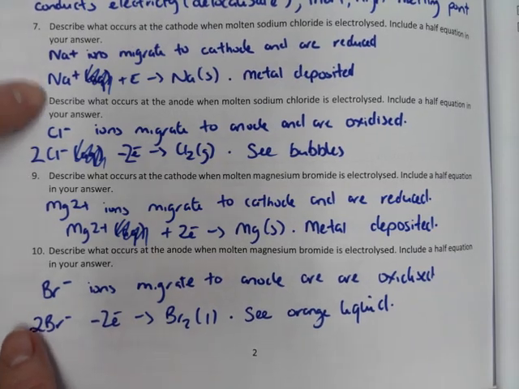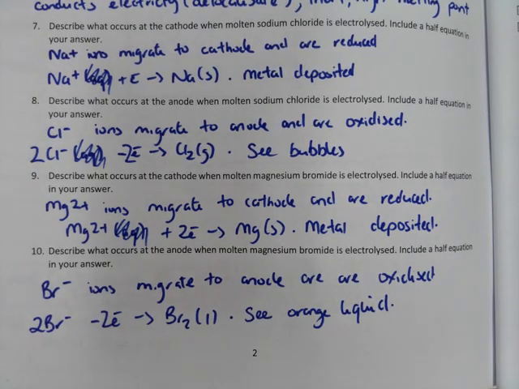Please make sure you practice writing your half equations. They just mop up all of the marks, and the mark scheme allows you even to make small mistakes in your half equations, and it still gives you all the marks. So the standard here is quite low. If you can write those half equations, you'll do really, really well in electrolysis.